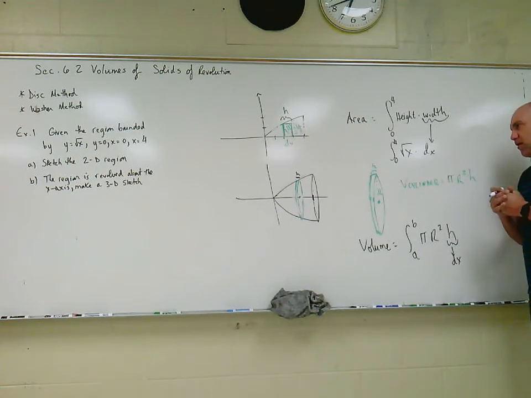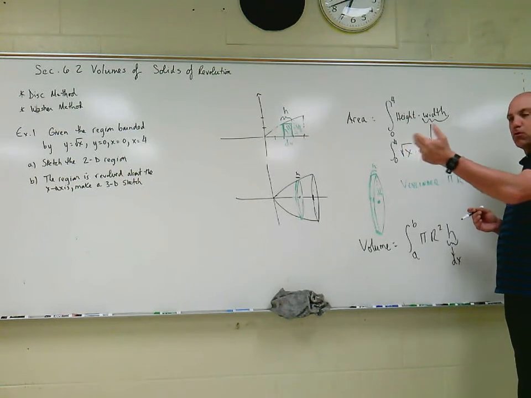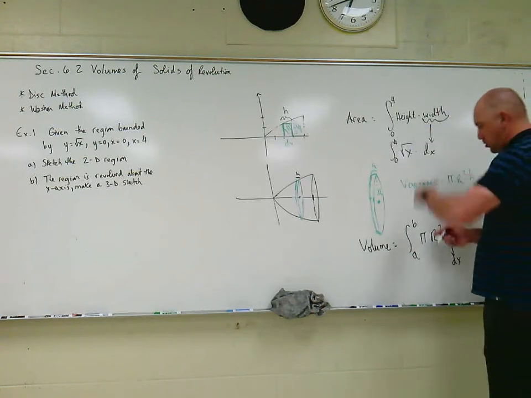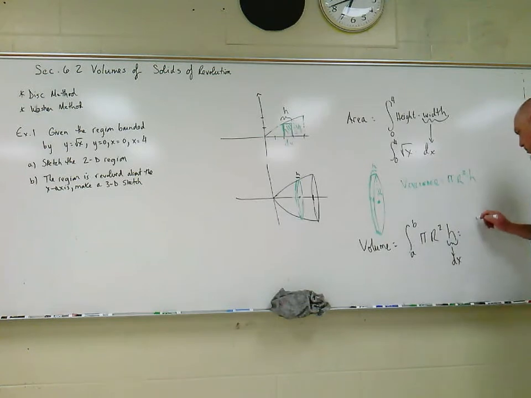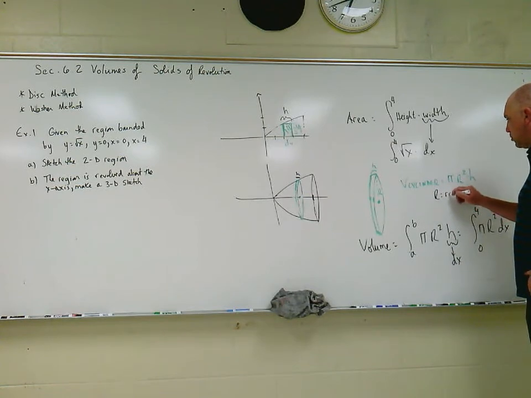So let's see. From a to b, so from where to where? Where does this figure start? Where does it end? 0 to 4. 0 to 4, same as your 2D. So that's 0 to 4. All right, so right now we've got the integral from 0 to 4 of pi big R squared dx. Now, all right, almost there. So just to make sure we understand, the big R is the radius of the disk.